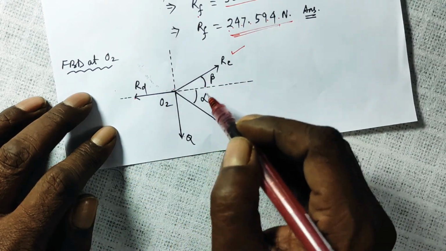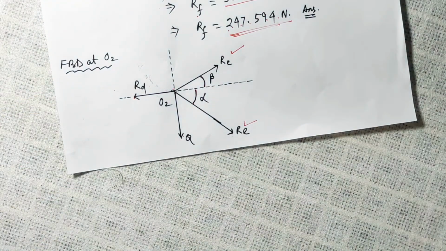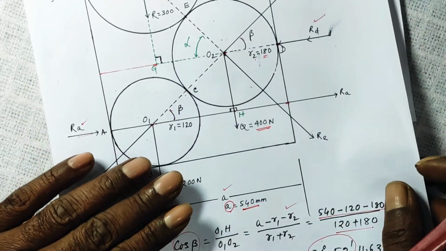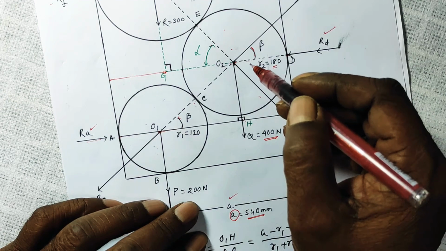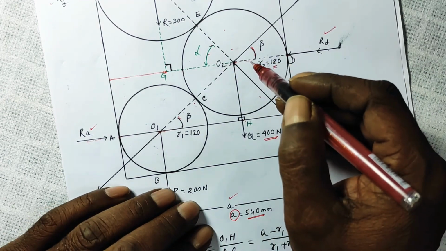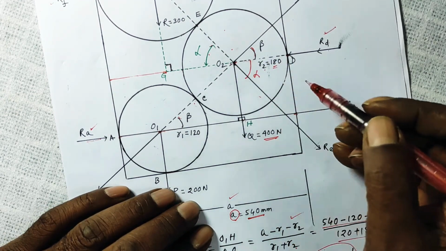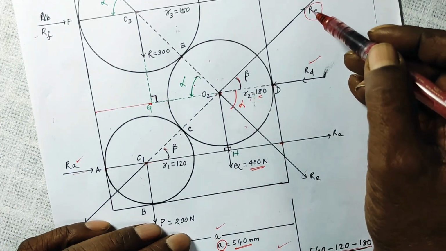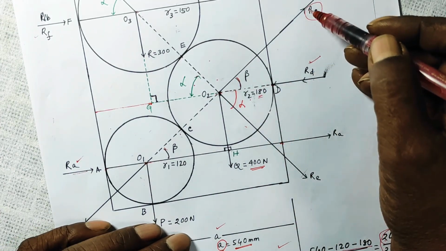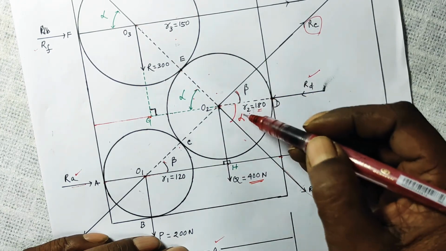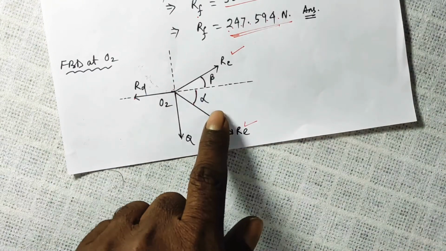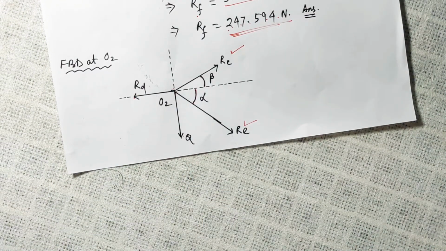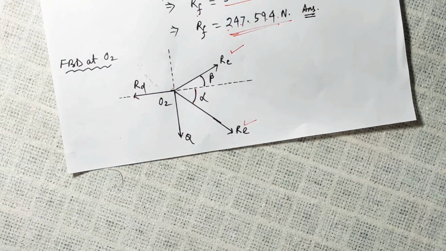Now this I have shown as beta, this I have shown as alpha, as it is visible from here. I have already explained how this is beta, this angle is alpha. So the vertically opposite of this angle is this one, that is alpha. So now the angle between this RC and this RE is equal to alpha plus beta. Now let us apply sigma y is equal to 0.